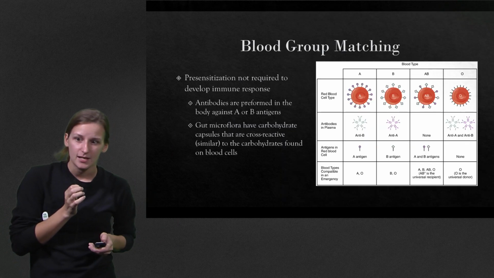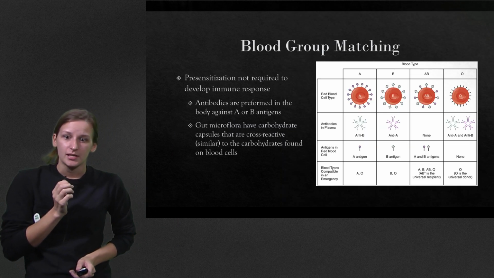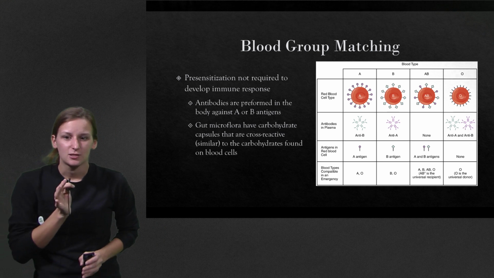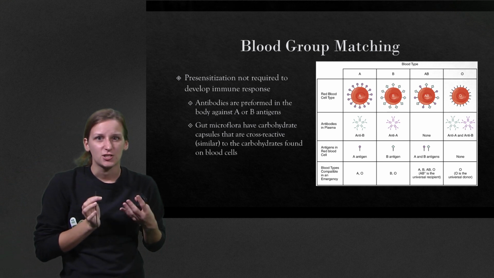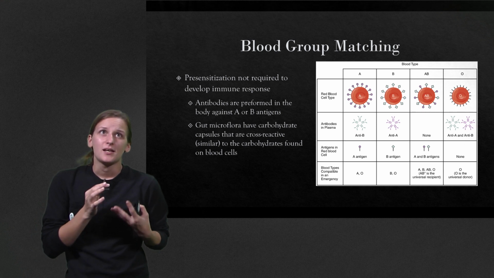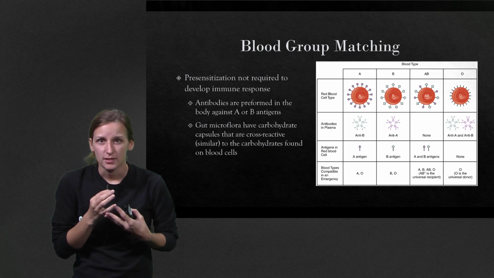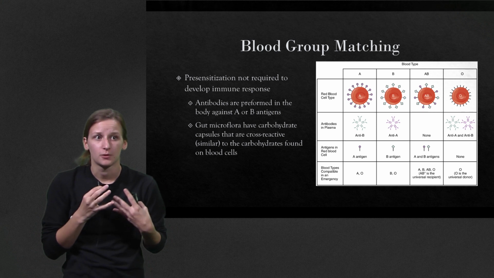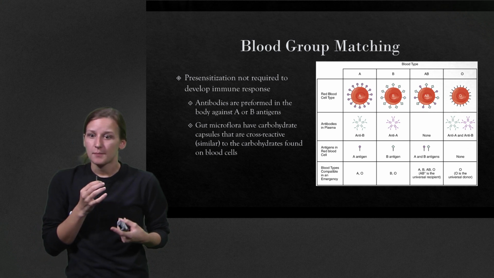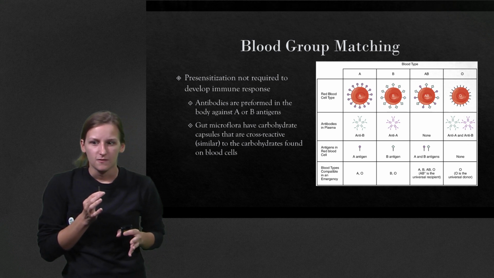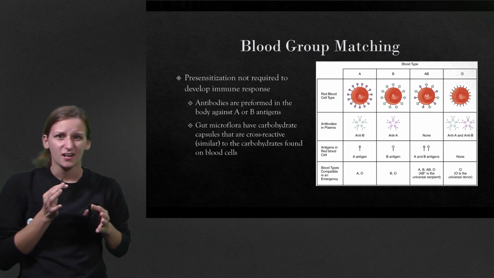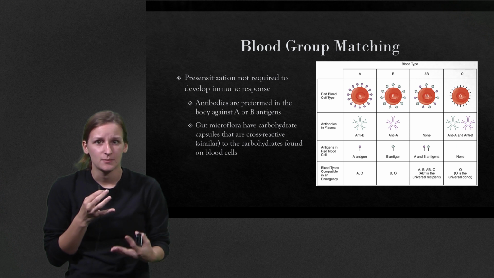All right, transplant immunology. This is really an interesting concept because in order to do transplants properly, you want to match up HLAs pretty closely. You don't want to have too many differences, otherwise your body might reject it. The thing about blood group matching is that you don't need a pre-sensitization phase because your body's already been exposed to a similar substance.